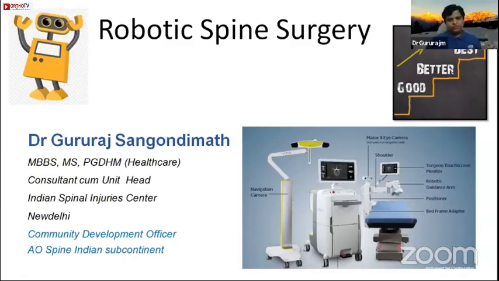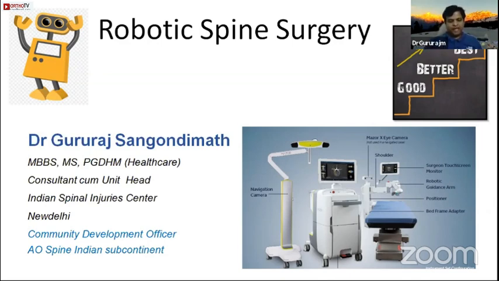So I'm just going to touch upon what a robot is and how a robot is basically different from navigation. We are not going to talk about OARM, because OARM is mainly an image acquirer, and it helps the navigation to register the images in a better way. So we are going to compare navigation-based surgery and robotic surgery, how it is better or how it is different from navigation.